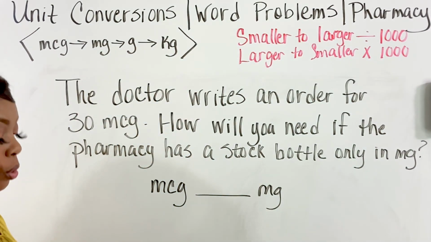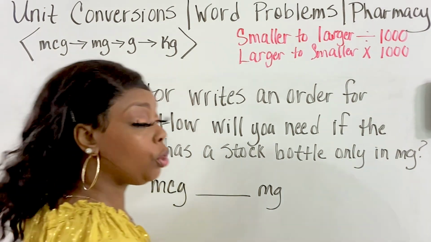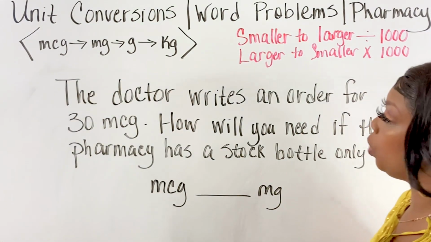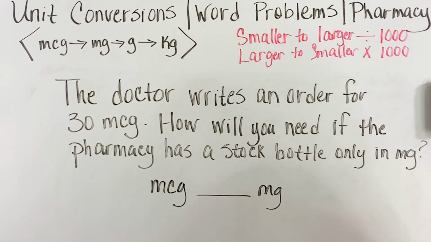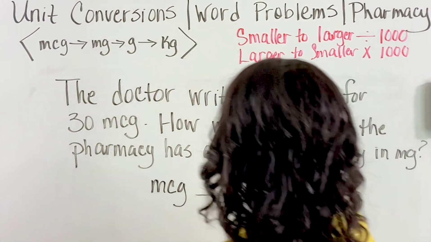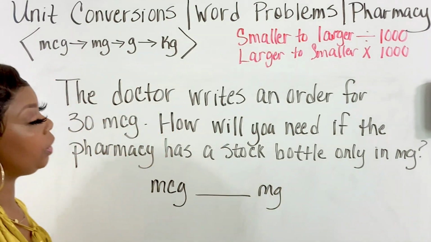What do we need to do? Because we're going from a smaller unit to a larger unit. So what do we need to do? Divide or multiply? If you said divide, then you're absolutely correct. Let me see if I wrote that down. I didn't write it down, so I'll let you get the answer.